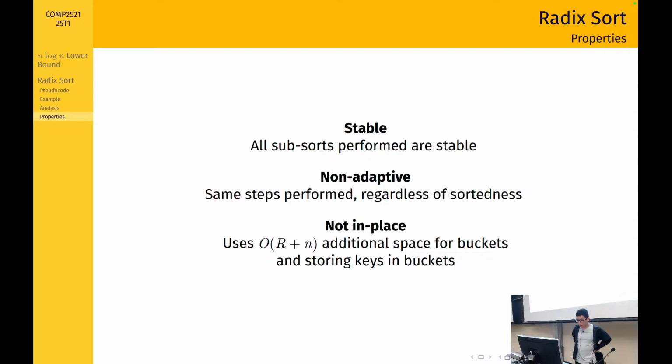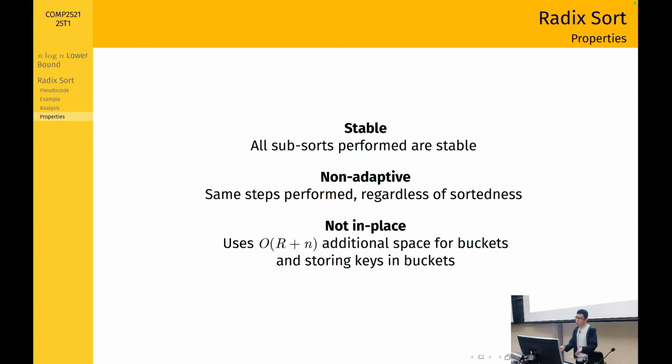Okay, and finally, the properties of radix sort. So first of all, because all of the intermediate sorts we're performing are stable, as I showed you before, radix sort is stable. So that's quite nice. However, it is not adaptive. That's because you're performing the same operations regardless of whether the array is sorted or not. You're still going to be copying things into buckets and then putting them back over and over. And it's the same regardless of how the array is sorted.